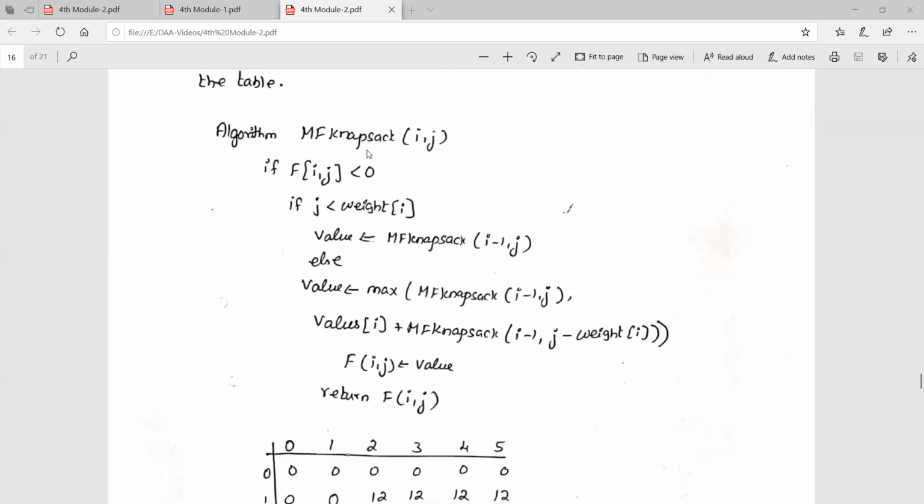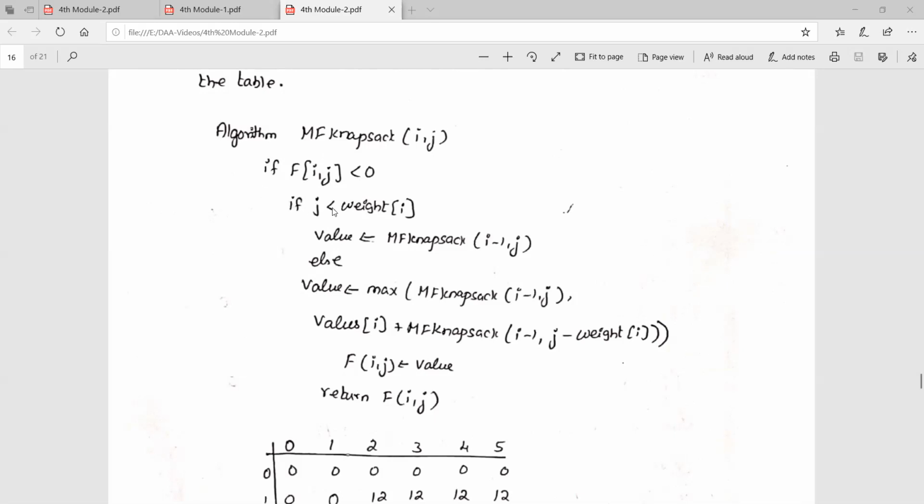Now this is the algorithm for the memory function knapsack. Here, F of i comma j less than 0 means we have the null value. Initially you make the value -1 in the table. So if F of i comma j is equal to -1, then we have to calculate it. Now we check whether j is less than w i, that is the weight. This formula is almost the same as in the bottom up approach.